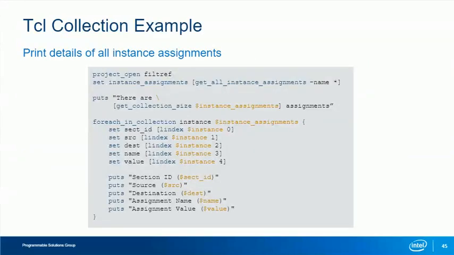Here's an example that uses commands that manipulate collections to print details of all instance assignments in a project. The getAllInstanceAssignments command returns a collection of all the instance assignments in your project. First, we use the get_collection_size command to find how many elements are in the collection and then print it out to standard out. We then use the foreach_in_collection command to iterate over all instance assignments. Each individual assignment is returned as a list that includes the section ID, the source name, the destination name, the name of the assignment, and the value of the assignment. The command in the loop body here prints out each of these values.